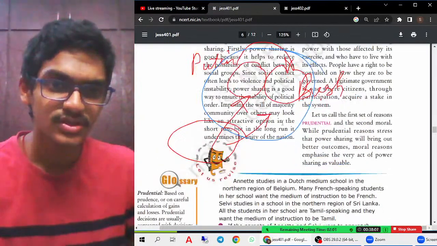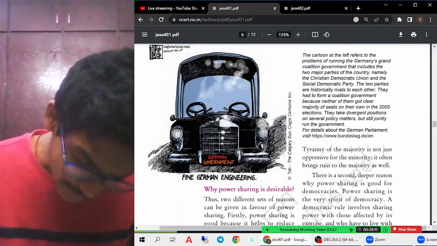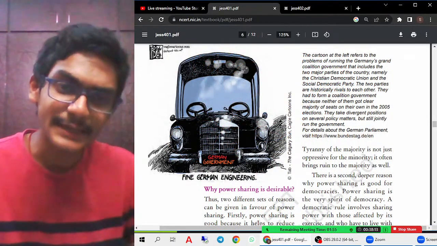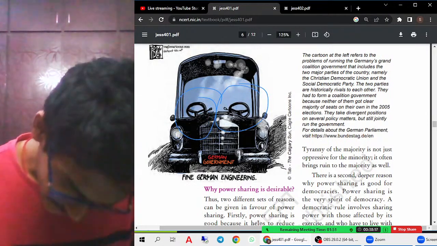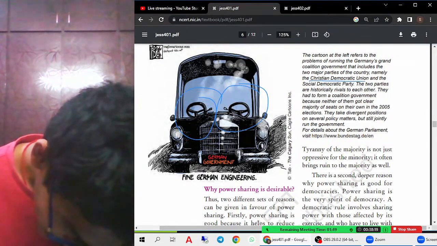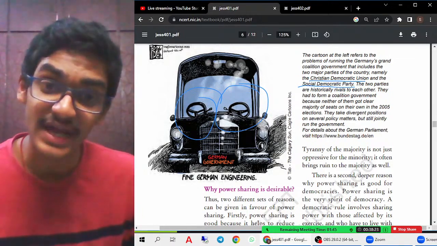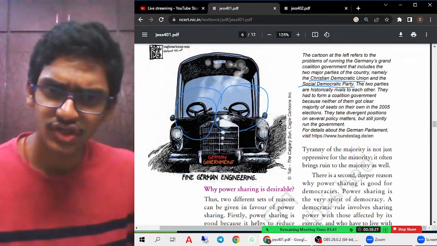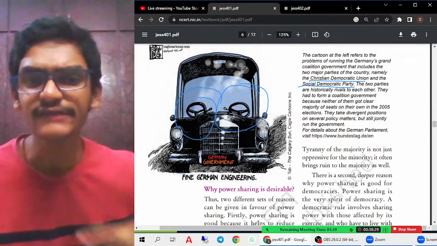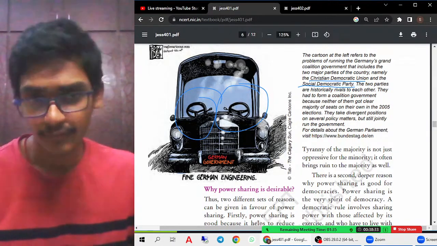Then one more important picture that is here. This represents German politics. During that time, two parties formed together a coalition form of government. As you can see here, the Christian Democratic Union and the Social Democratic Union together formed a coalition, which are very much rivals to each other. They have very much competition. There was always fighting between these two.